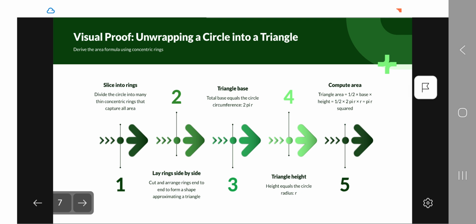Number 4, you need to focus on the triangle height. So, height equals the circle radius, r. Number 5, we need to compute the area. So, triangle area is equal to half times base times height, equals half times 2 pi times radius, times radius, which is approximately equal to pi r squared. Now, this is crazy. So crazy to find out. They turn a circle into a triangle.